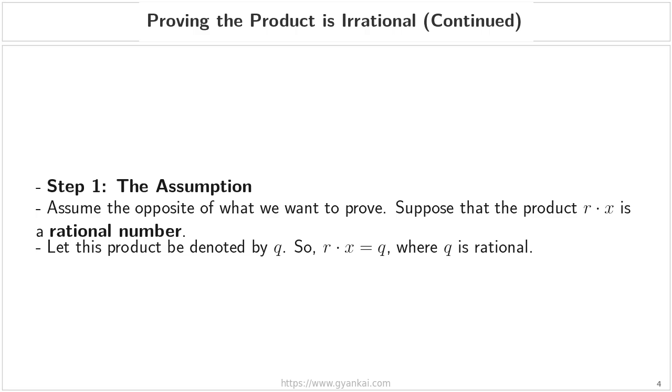Now that we have set the stage by defining our two players, the non-zero rational number r and the irrational number x, we need to move into the actual mechanics of the proof.